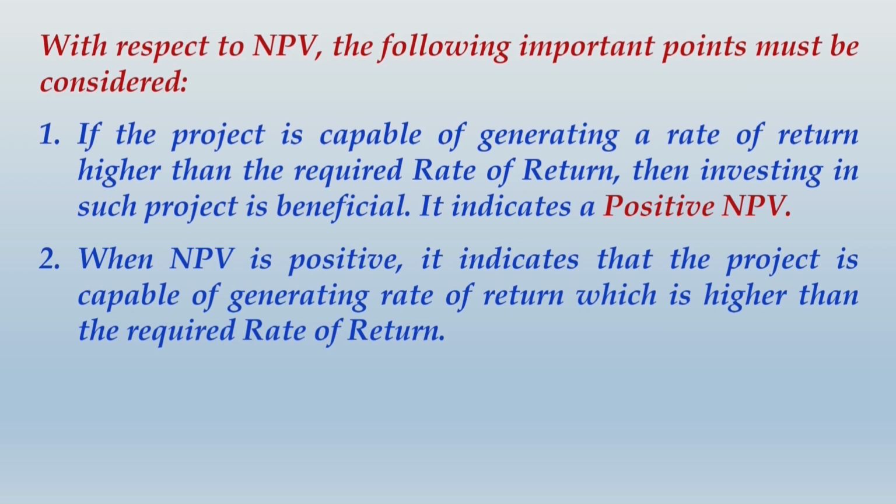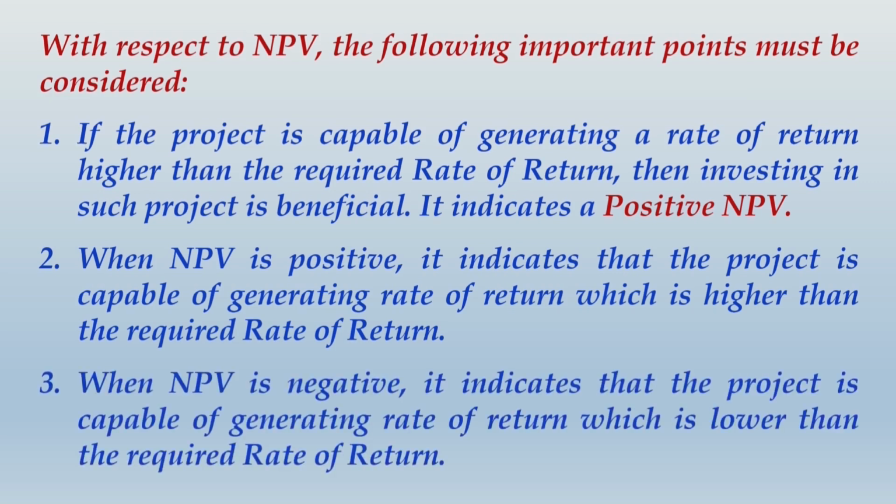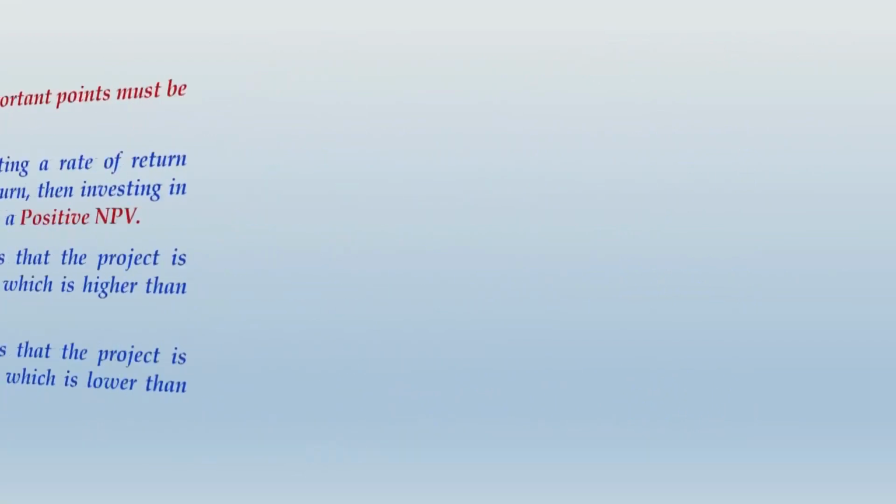When NPV is positive, it indicates that the project is capable of generating a rate of return higher than the required rate of return. And when NPV is negative, it indicates that the project is capable of generating a rate of return which is lower than the required rate of return. Let us move ahead and write up the implications of NPV, which I have already explained to you. You just need to note it down.